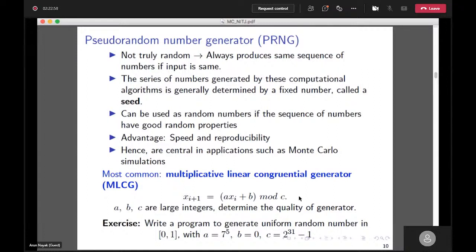Sir, I want to ask you, how can we generate random numbers from a multivariate normal distribution?